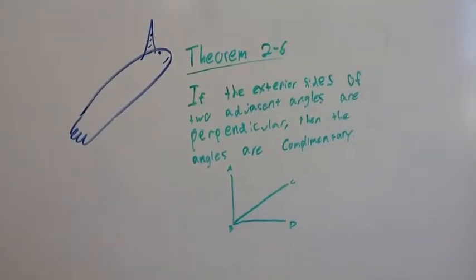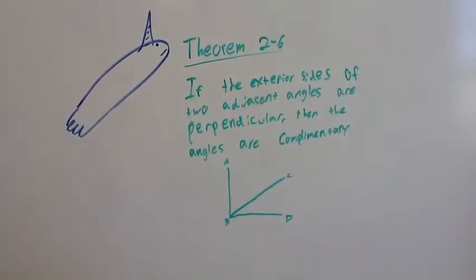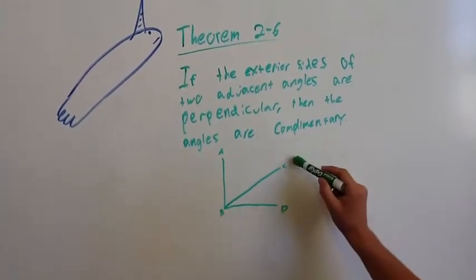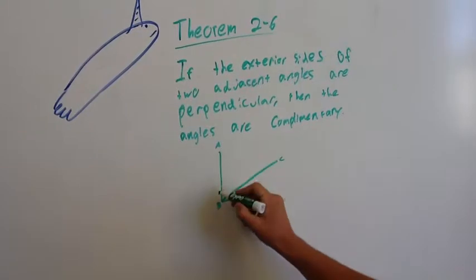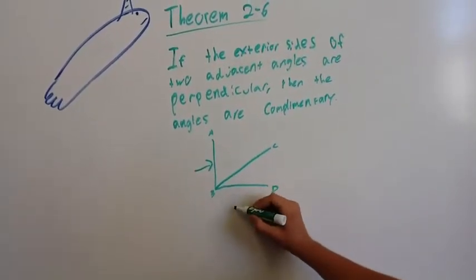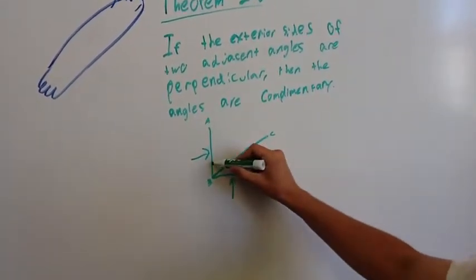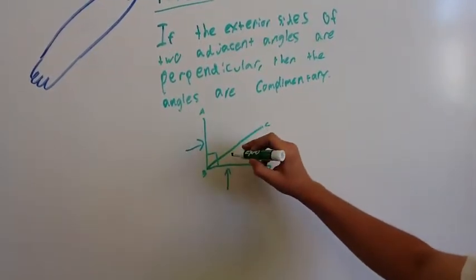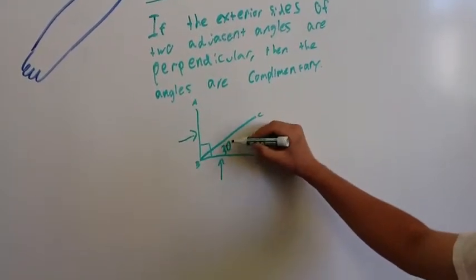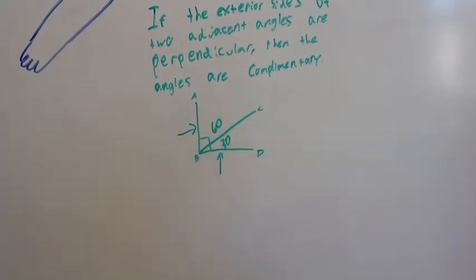Here we have theorem 2-6, which states if the exterior sides of two adjacent angles are perpendicular, then the angles are complementary. So right here we have angle ABC, with the exterior side being line AB, and then angle CBD, with line BD being the other exterior side. As you can see, these two lines are perpendicular to each other. So this angle could be something like 30 degrees, so this angle would have to be 60 degrees, because the two would have to add up to 90.